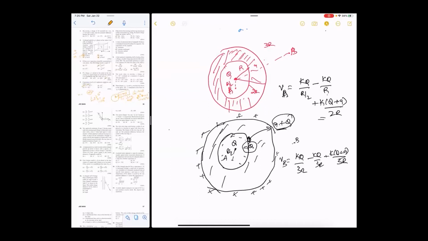So when you take an outside point, this minus KQ by 3R plus KQ by 3R cancels. You get KQ by 3R plus k small q by 3r. So these two get cancelled. So for an outside charge, this KQ by 3R gets cancelled and we have this. But for inside charge, this really matters.